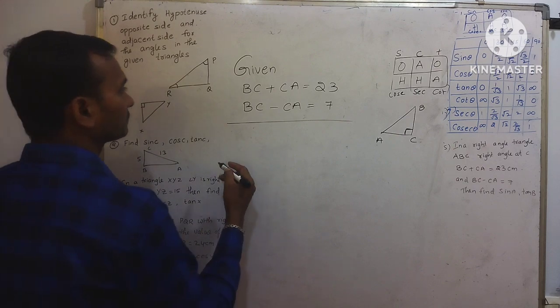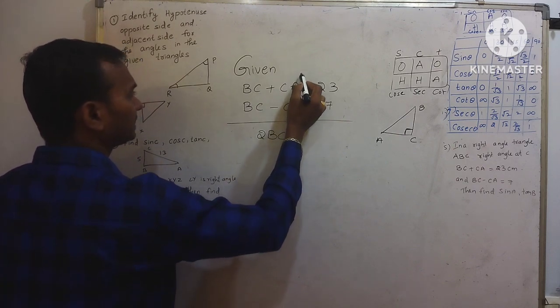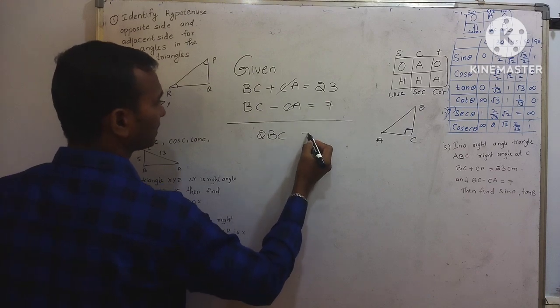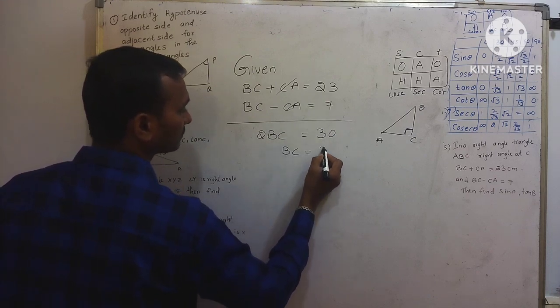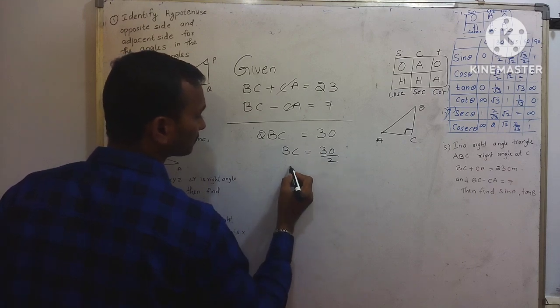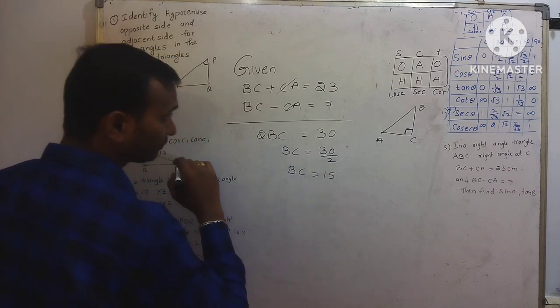Now first do this addition. If you do the addition, plus CA and minus CA cancel, and 23 plus 7 is nothing but 30. So 2 BC is 30, so BC is nothing but 30 by 2. That will give you 15. BC value is 15.